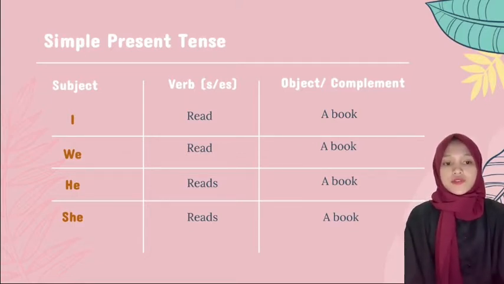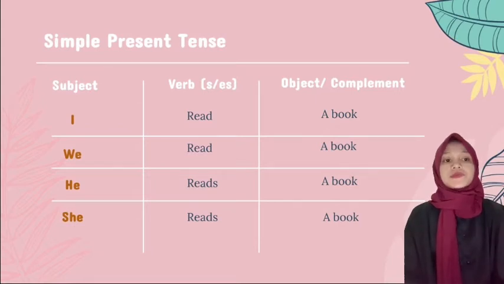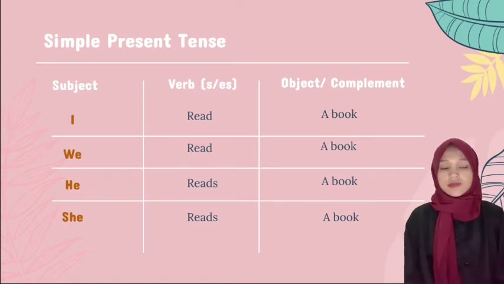We can see in this slide, the subject is I, the verb is read, the object or complement is a book. The sentence: I read a book. We read a book. He reads a book. She reads a book. We can see here that when the subject is he and she, the verb read is added with the letter S.